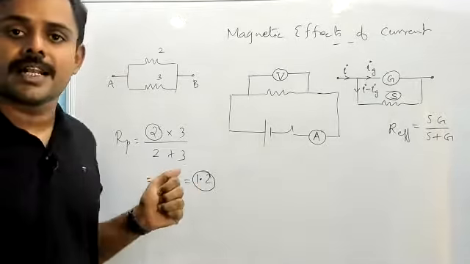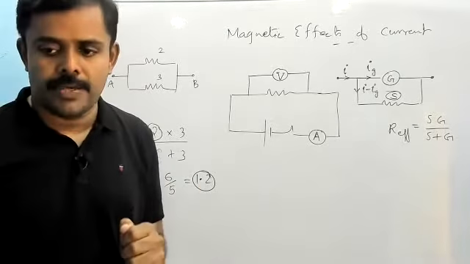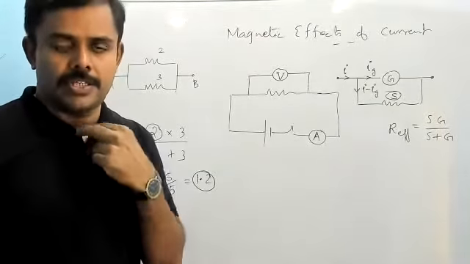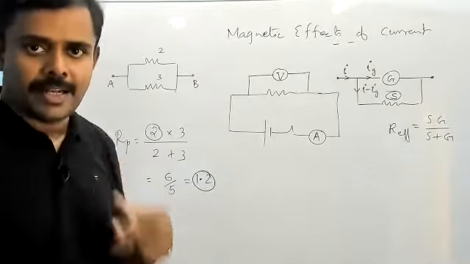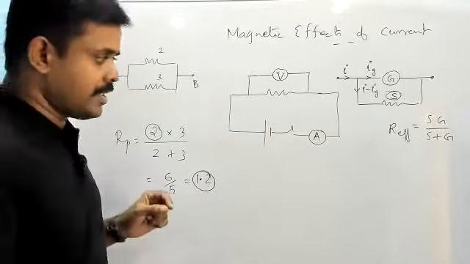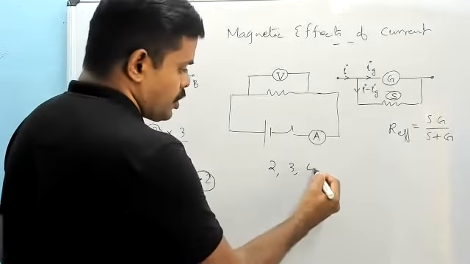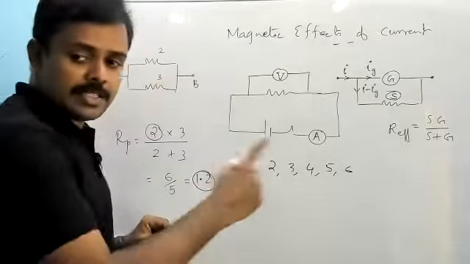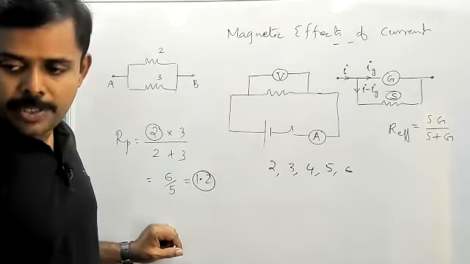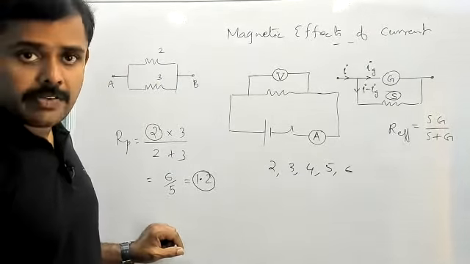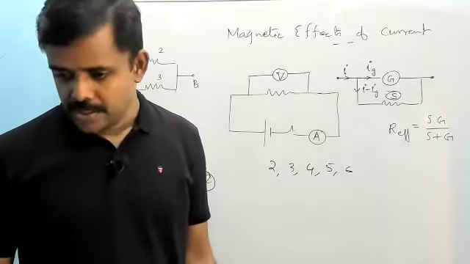Whenever resistors are connected in parallel, the effective value is less than the least. For example, if 2, 3, 4, 5, 6 are connected in parallel, the answer will be less than the least.